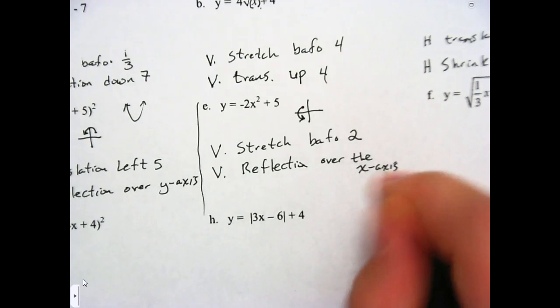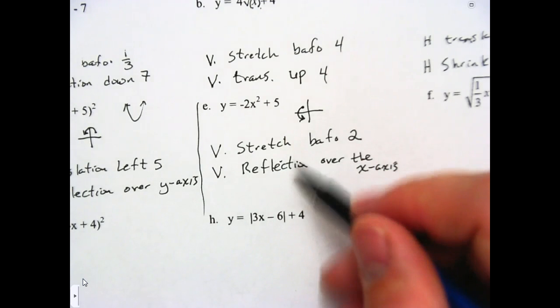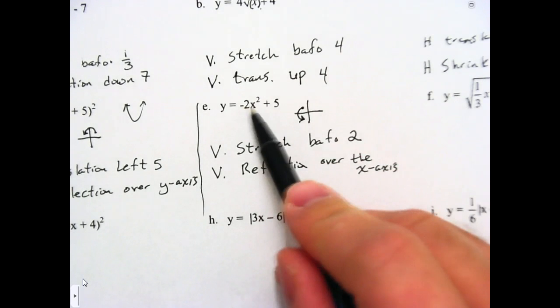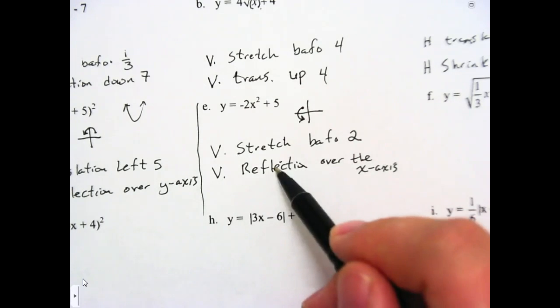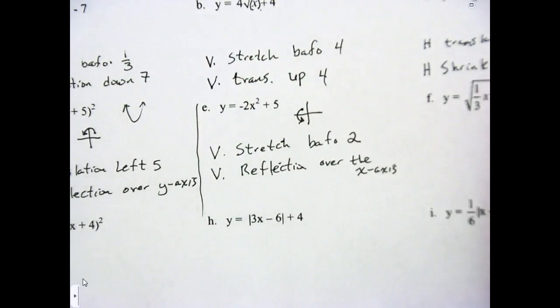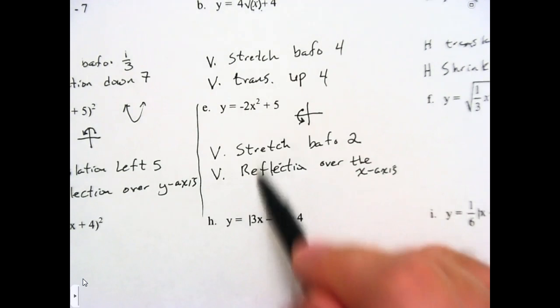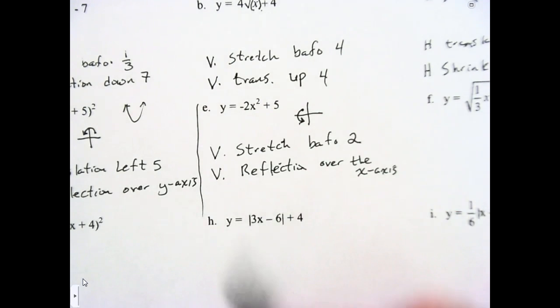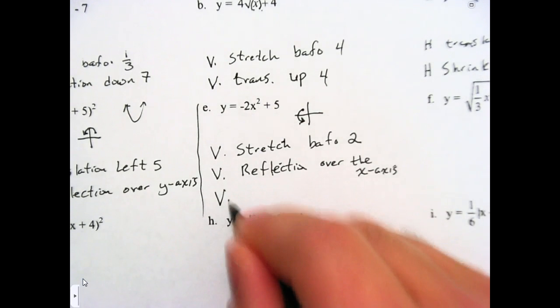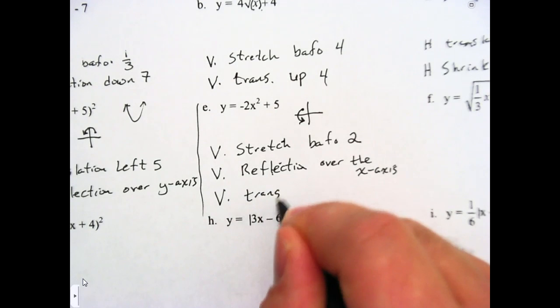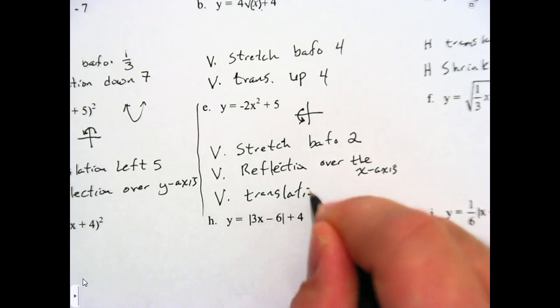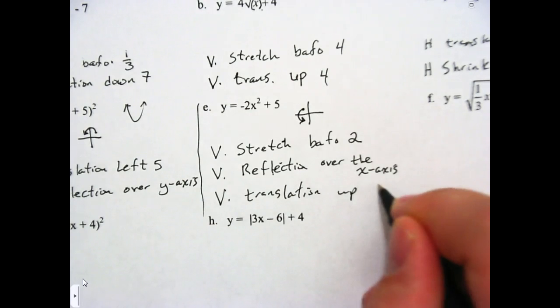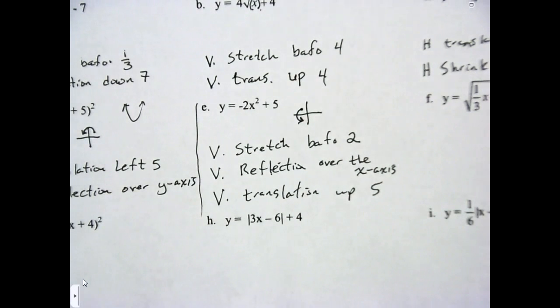Now, just so you know, you could actually do either of these first because they're both attached to the x. So you could have done this one and then this one, or that one. It doesn't matter the order there. But you have to do both of those before you do the 5. The 5 is a vertical translation up 5.